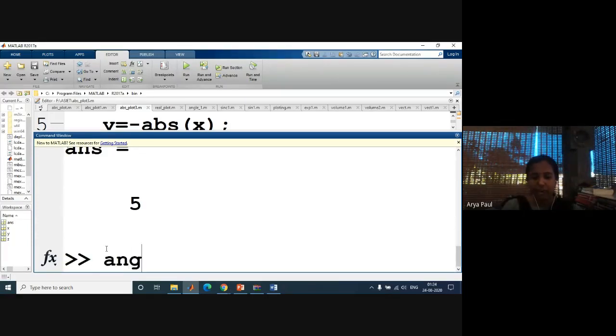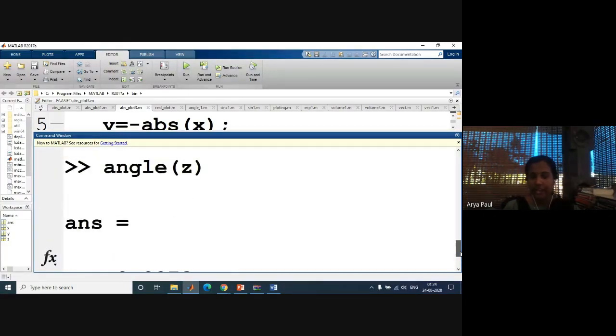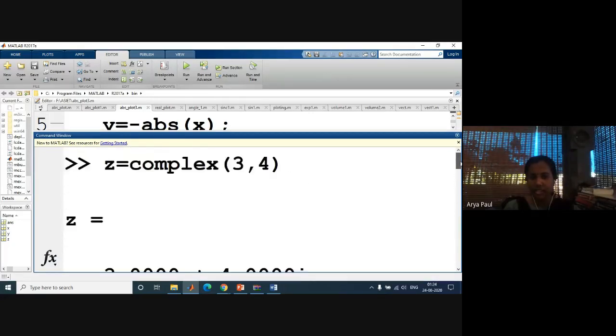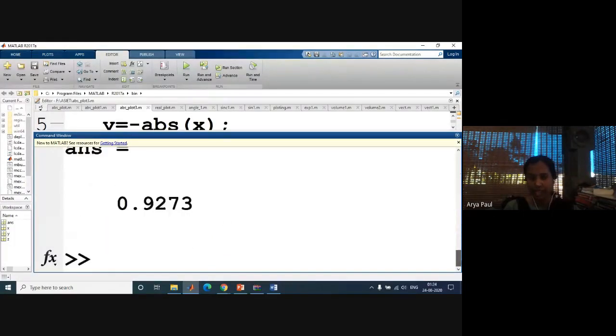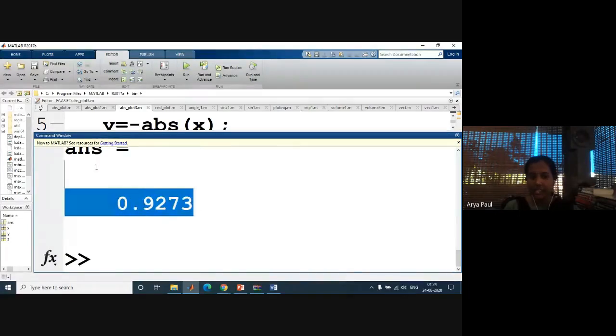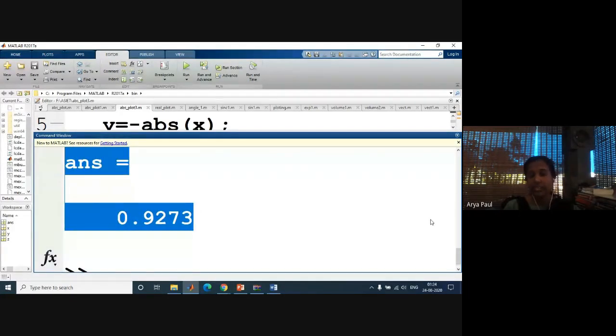And if you want to find out the angle, you type angle of z. Now what are you getting? The angle is tan inverse y by x. Here, what is the angle? Tan inverse of 4 by 3. You can check the answer. It will be 0.927. And here the answer will be not in degrees, but in radians.